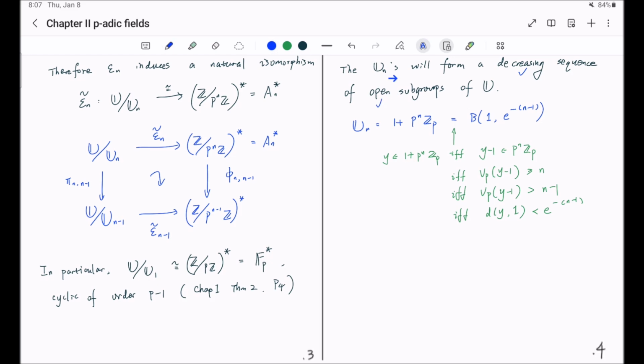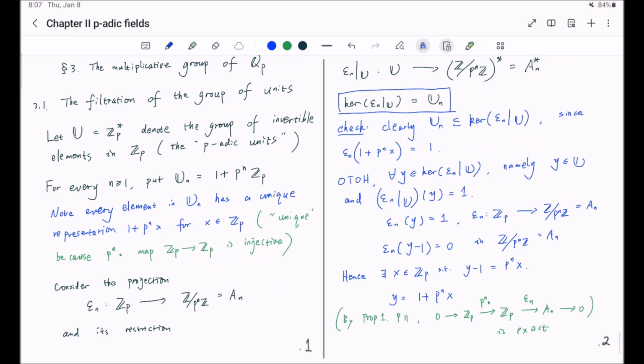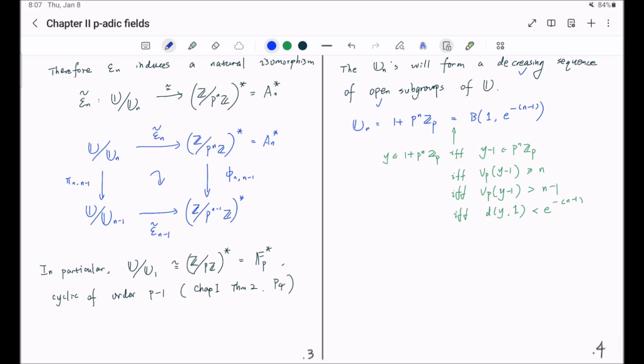And there are subgroups because U sub n is a kernel of the restriction of epsilon sub n to U. So there are also subgroups of U. Now we observe that this U mod U_n, together with this transition map, will form a projective system. And you may wonder, what is the projective limit of this projective system, or inverse limit? It turns out that the projective limit of the system is isomorphic to U.